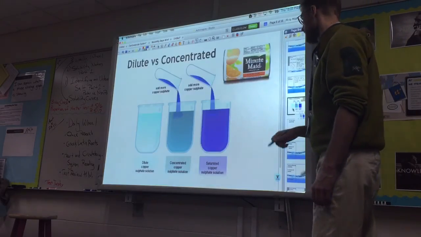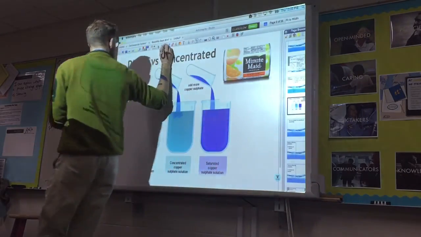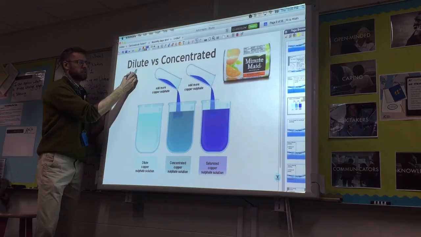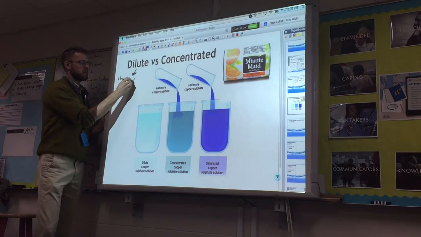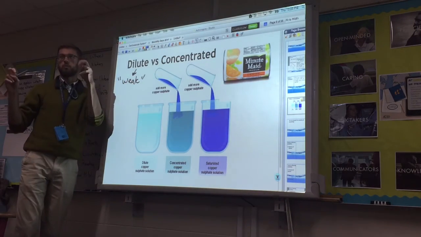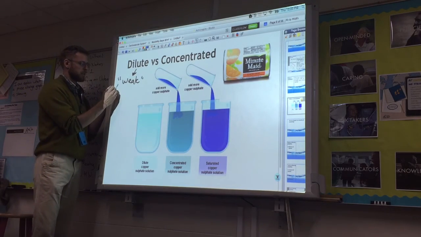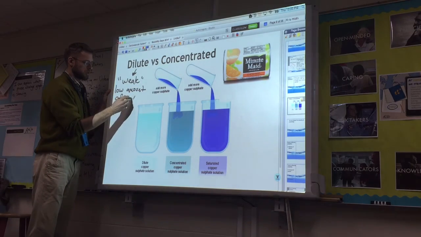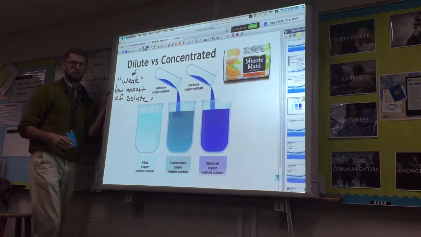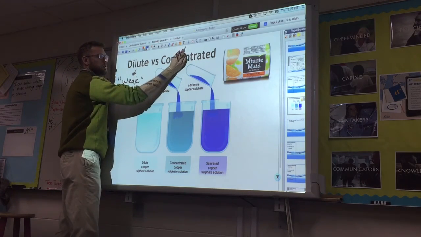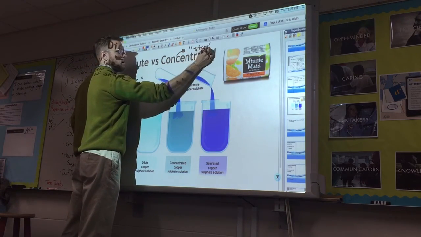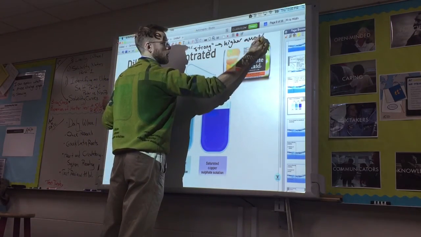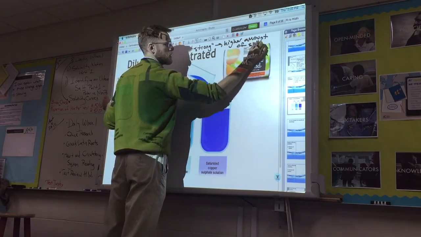And I actually need to talk about 3 terms that have to do with that. The first 2 you've probably heard of, and you probably have a good idea of what they mean already. I'll just make it official here. Dilute means, the common way, it's weak. It's a weak solution. It's going to have a low amount of solute. A concentrated solution would be sort of the opposite. It's very strong, so it has a higher amount of solute.